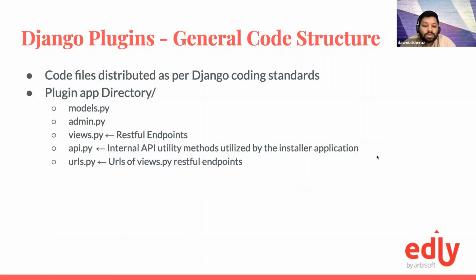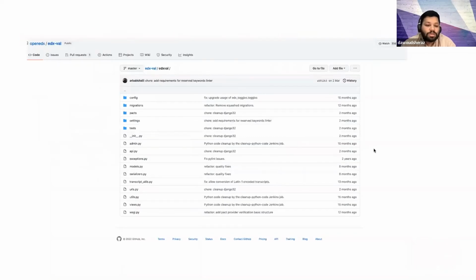Next, we'll see the edx-val screenshot. As you can see, it is a very simple application. It has an api.py, but it also has models, utility methods, and views.py. The views here are accessed via edx-platform because even though the main logic is contained here, since these plugins are installed in the platform, they will be exposed there.